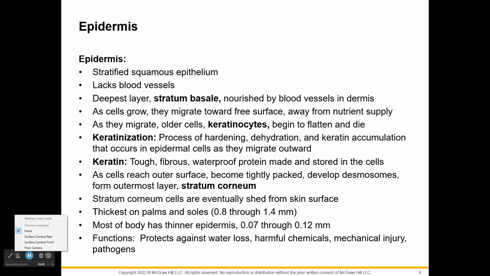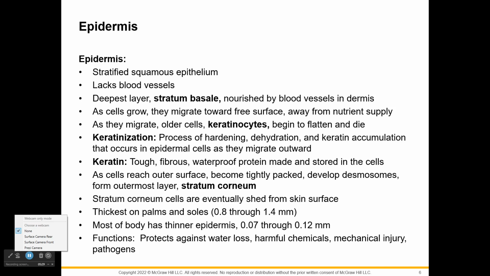I've called it basale and basal, but it's basale apparently. And it is the deepest layer, and it is going to be really close to some blood vessels, so it will be well nourished, and because it's well nourished, it's able to grow and divide. And as this bottom layer divides, it pushes new cells upward toward the free surface, and these cells just continue to migrate, be pushed away from that nutrient supply.